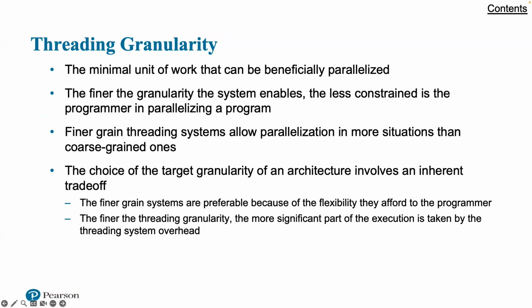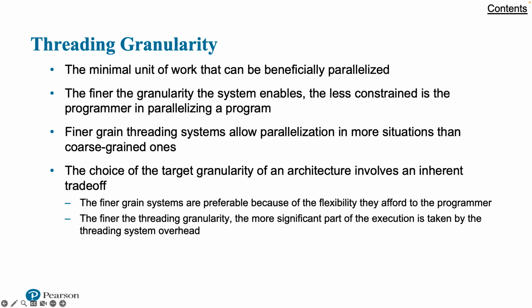So before turning to an example, we want to elaborate on the topic of thread level parallelism by introducing the concept of threading granularity, which can be defined as a minimal unit of work that can be beneficially parallelized. In general, the finer the granularity that the system enables, the less constrained is the programmer in parallelizing a program. Consequently, finer grain threading systems allow parallelisms in more situations than coarse grain ones.